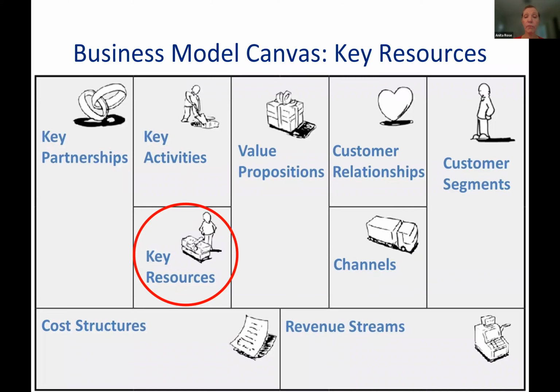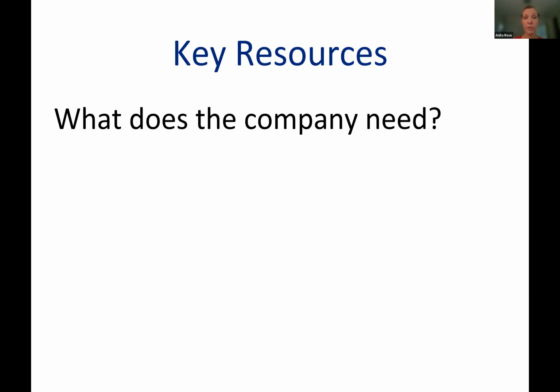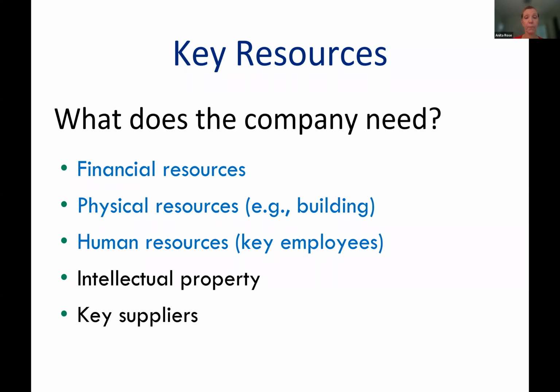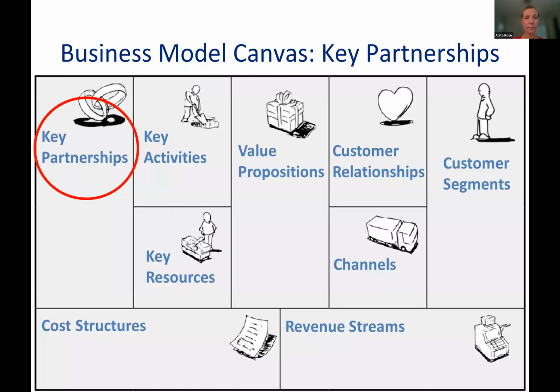And then our resources. When we look at those resources, we can look at what the company needs to provide that value to the customer. Financial resources, perhaps, physical resources. If you have a brick and mortar establishment, well, certainly you need buildings and you need tangible items. Human resources, maybe key employees. Maybe there's intellectual property involved. Perhaps you have key suppliers if you have a product.